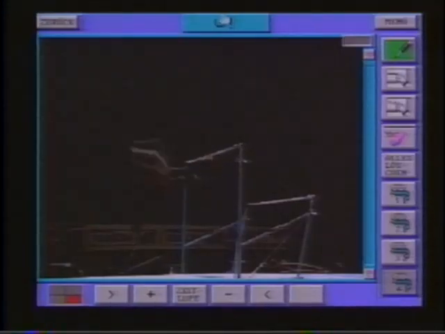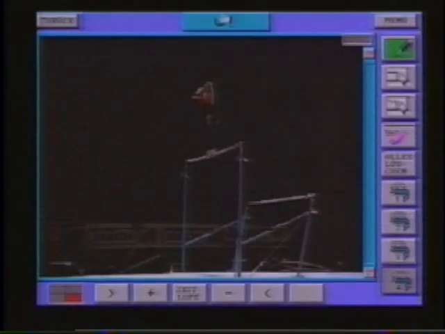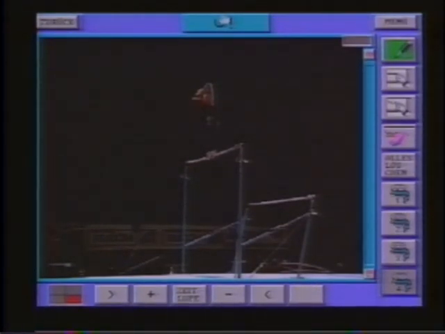Last example, an approach by bending of the legs is not permitted. For opened legs, minus 0.1. For bent knees, minus 0.15 to 0.2. In total, minus 0.25 to 0.3.